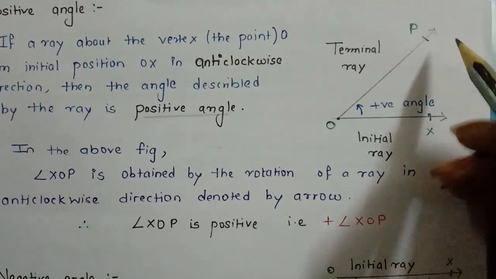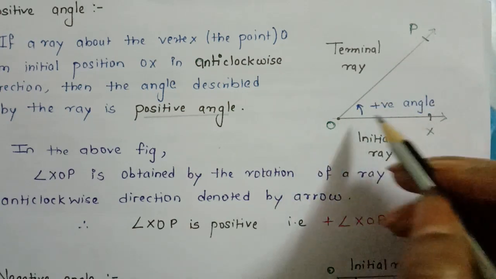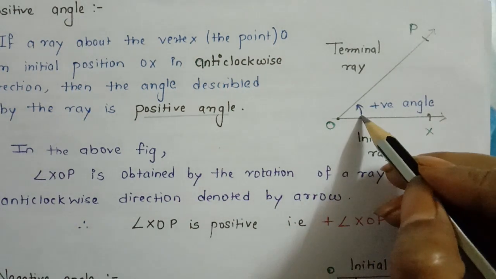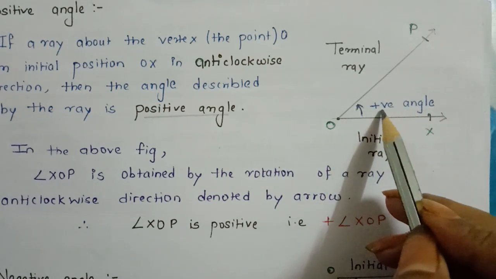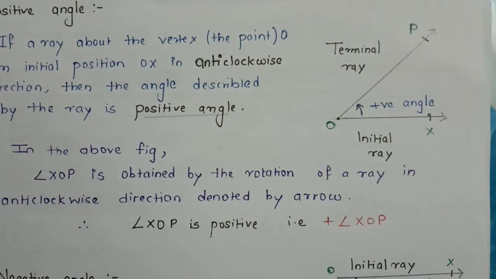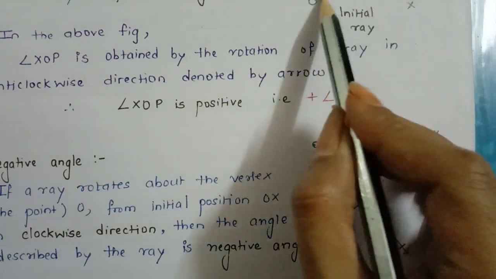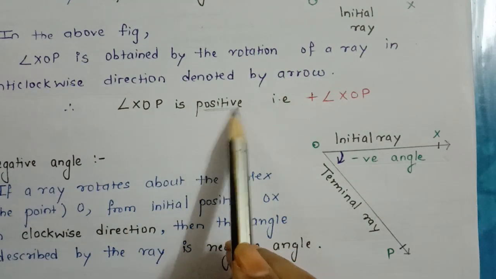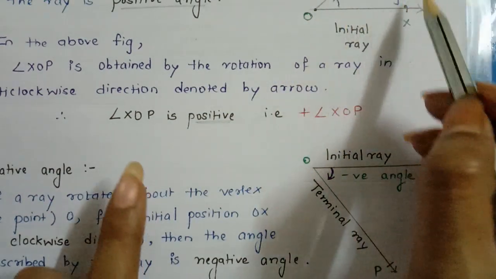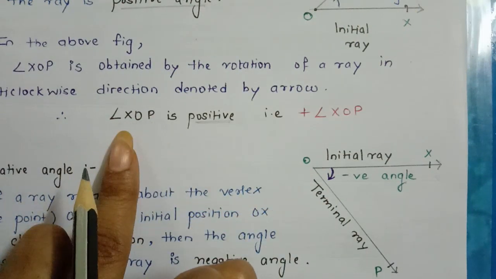So see, this diagram clearly shows that this is the direction of theta. Okay, I mean the angle is moving in upward direction, so that is the positive angle because it is moving in an anti-clockwise direction. Okay, so this directed angle XOP is a positive angle. Okay, you can consider angle POX.